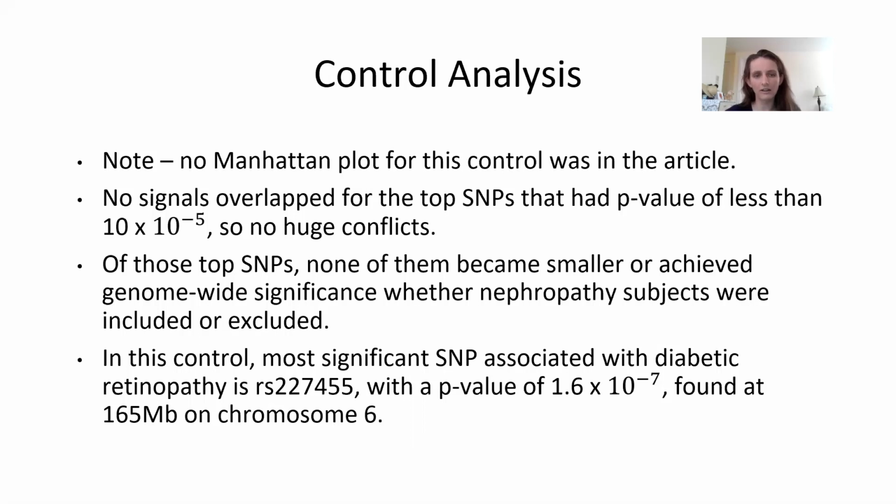And in this control, the most significant SNP associated with diabetic retinopathy is a SNP called RS227455 with a p-value of 1.6 times 10 to the negative 7, found at 165 megabases on chromosome 6.